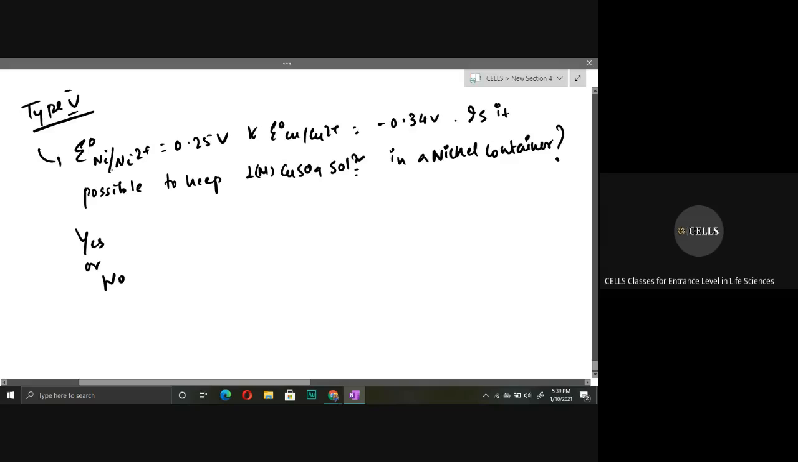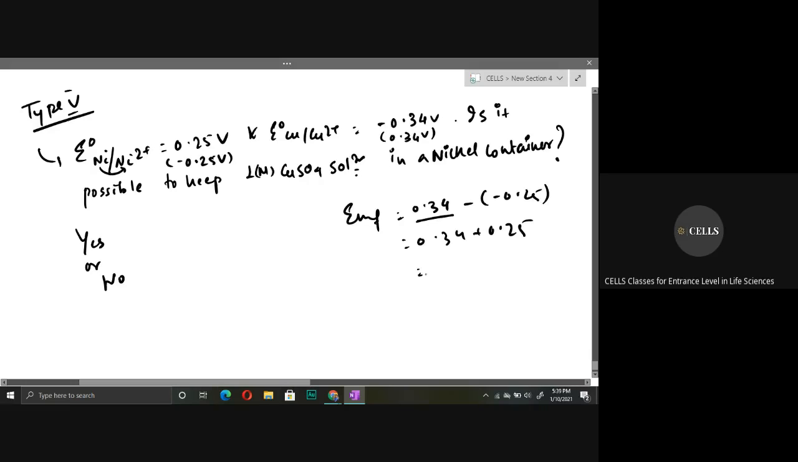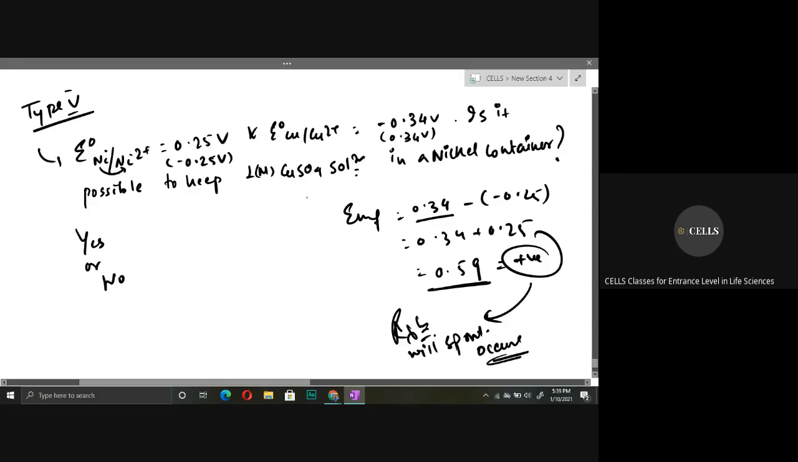So first of all, Ni to Ni2+, Cu to Cu2+, all these are oxidation potentials. So their reduction potential values will be -0.25 volt and +0.34 volt. EMF value will be larger minus lower. So 0.34 minus (-0.25) will be 0.34 plus 0.25, which is 0.59. This value is positive, and if this value is positive, it means the reaction will occur. The reaction will occur spontaneously, and if the reaction occurs spontaneously, it is not possible to keep this CuSO4 solution in a nickel container. So the answer will be no.